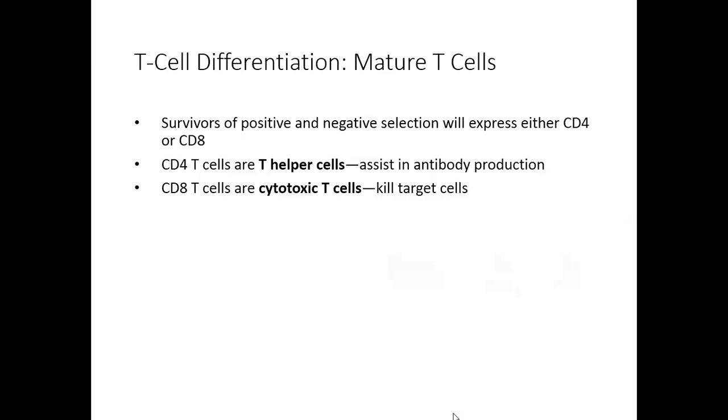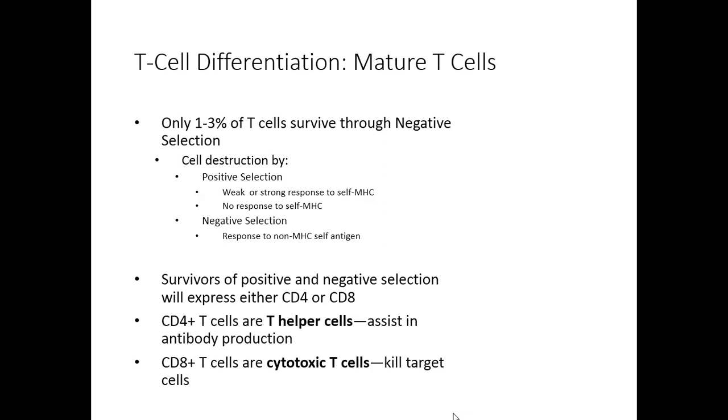So to sum up, survivors of positive and negative selection will express only either CD4 or CD8. We know CD4 are T helper, we know CD8 are cytotoxic.